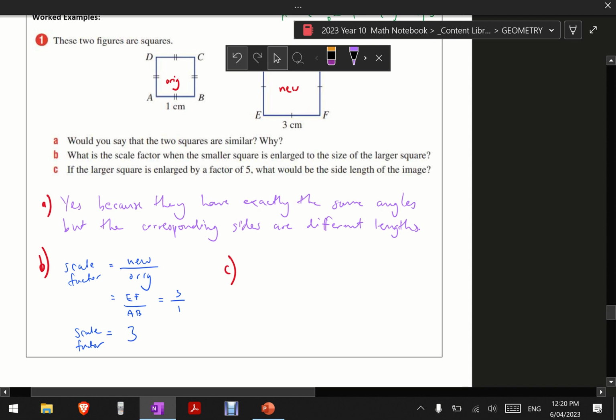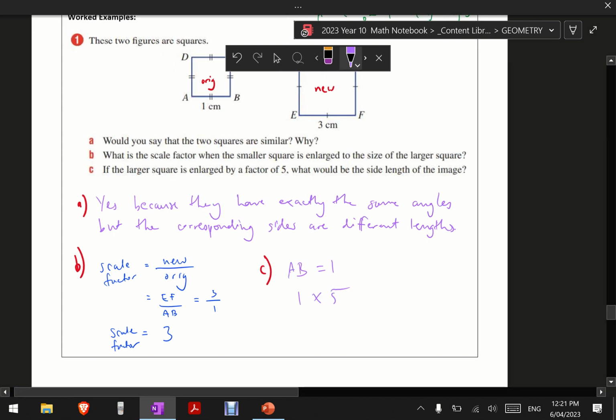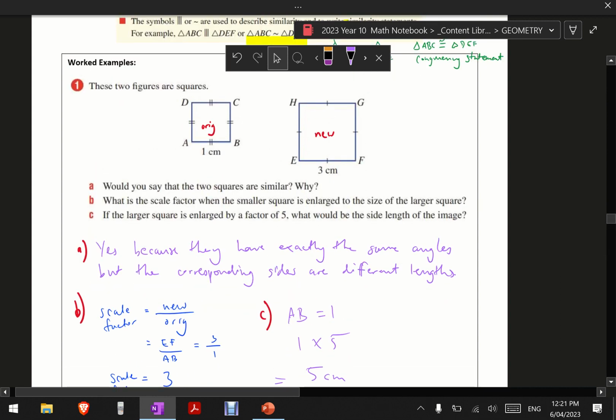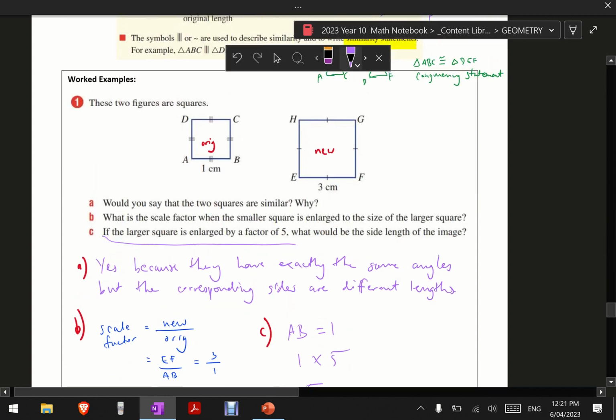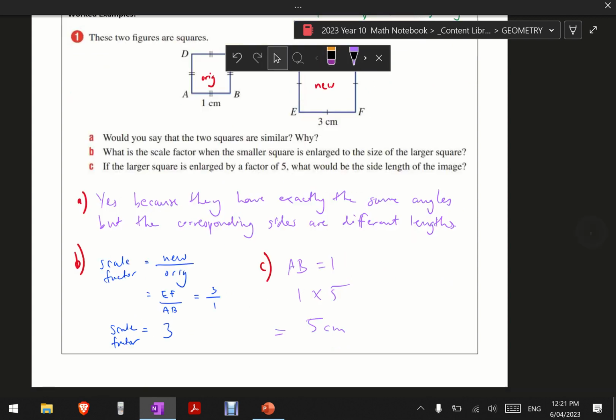If the original length, let's just go with one of them, AB is 1, and it's being enlarged by a scale factor of 5, then 1 times 5, the new side length would be 5 centimeters. Because it's a square, it's all the same on each side. The question is just saying if you enlarge this shape by 5, what's the new side length going to be? Well, 1 times 5 is 5. So it's 5 centimeters.